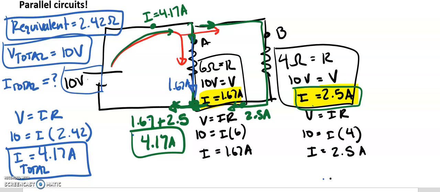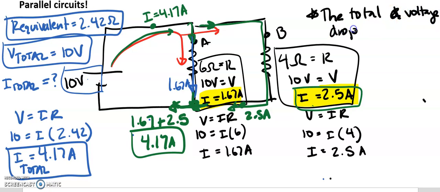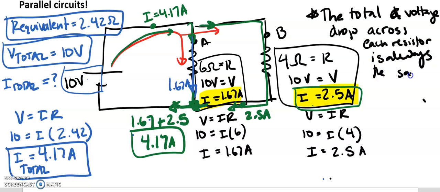Cool. So thanks for solving this problem with me. The one main thing that I want you to remember for this one is that the total voltage drop across each resistor is always the same in a parallel circuit. So that's going to be the most important thing that we remember about parallel circuits. While the current is going to be different through each one because there's different pathways for it to flow, the current through each resistor will go ahead and sum to be the total current in the circuit.